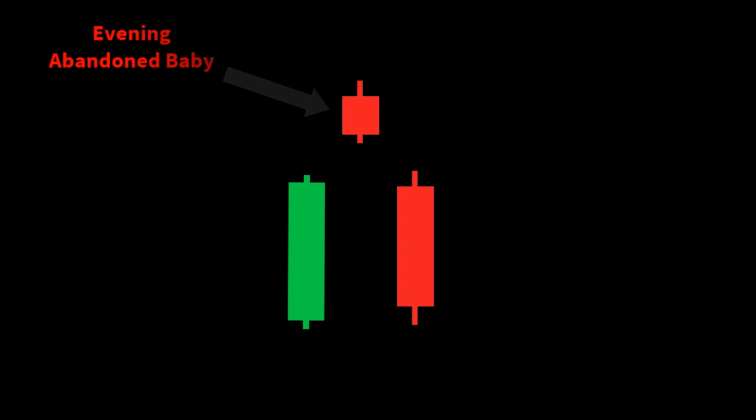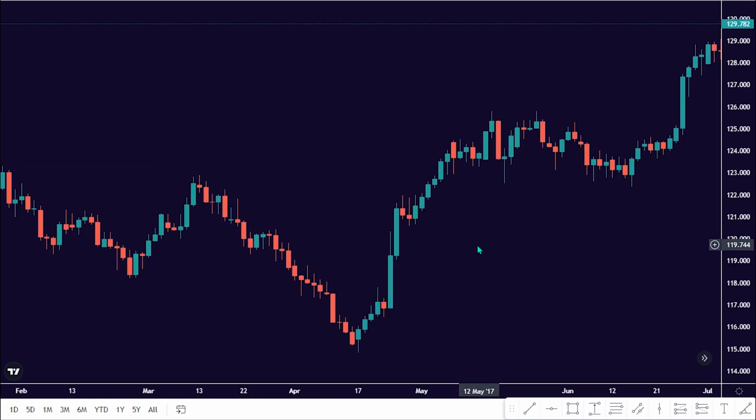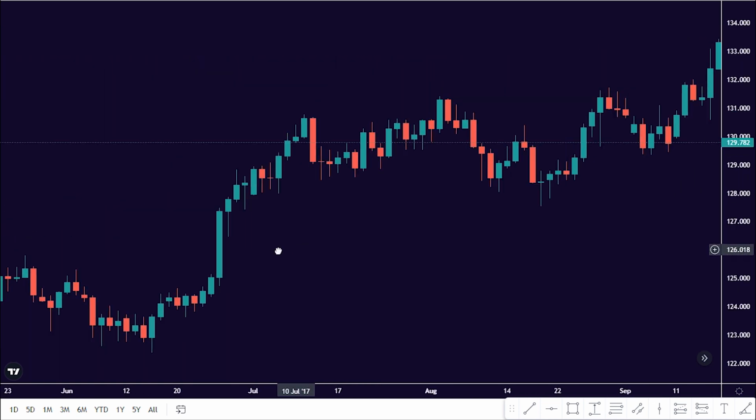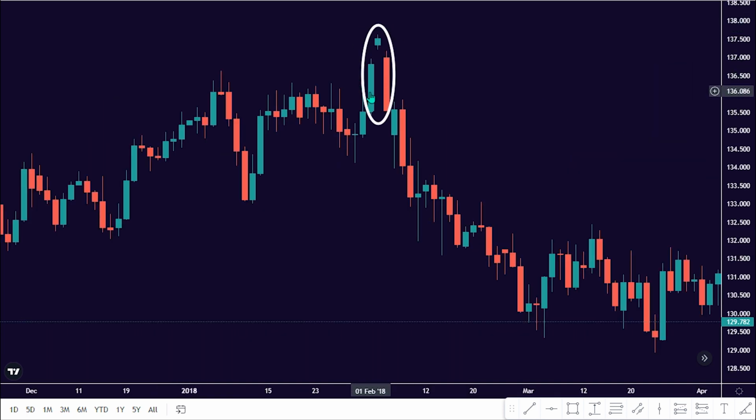The abandoned baby formation does not occur frequently on the trading chart, but whenever it does, it means a lot. This candlestick technically signals a sudden change of market sentiment to the opposite direction in the market. Let's search the market to see how this pattern can act for the reversal of a bullish trend into a bearish trend. Here's an example of this candlestick pattern in action. We can see how the evening abandoned baby candlestick reversed the bullish trend here into a bearish rally.